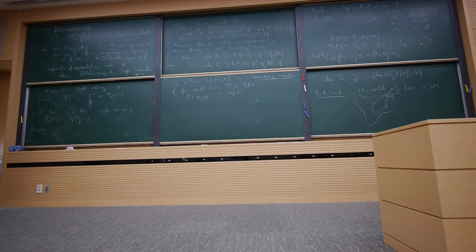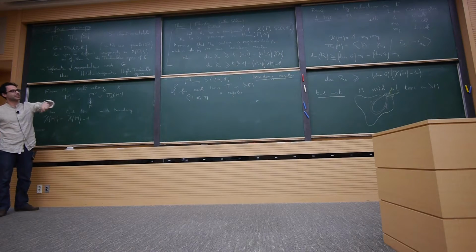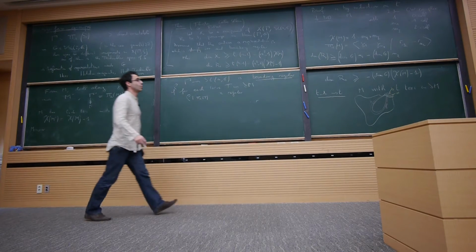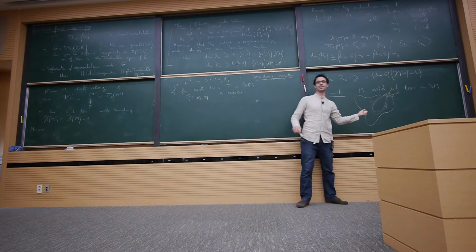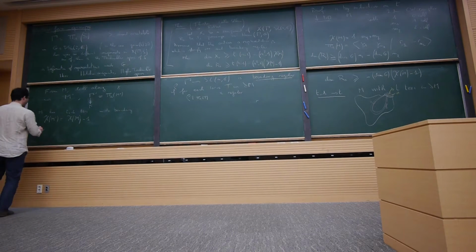Sorry, I did it the wrong way here. M prime is included in M, so the fundamental group of M prime projects to the fundamental group of M, and the kernel is exactly the normal subgroup generated by the element I call delta, the meridian of the added angle. Okay.